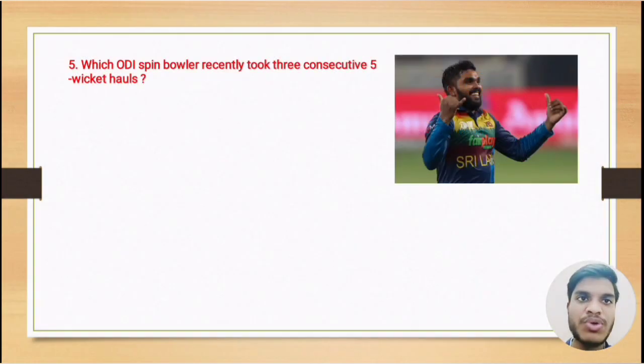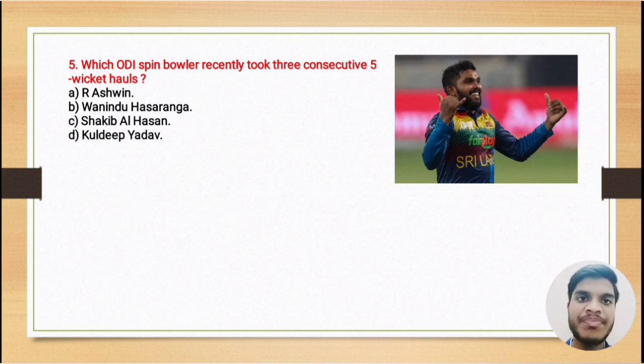Fifth one, which ODI spin bowler recently took 3 consecutive 5-wicket hauls? Option A, R. Ashwin. Option B, Wanindu Hasaranga. Option C, Shakib Al Hasan. Option D, Kuldeep Yadav. The answer is option B, Wanindu Hasaranga.